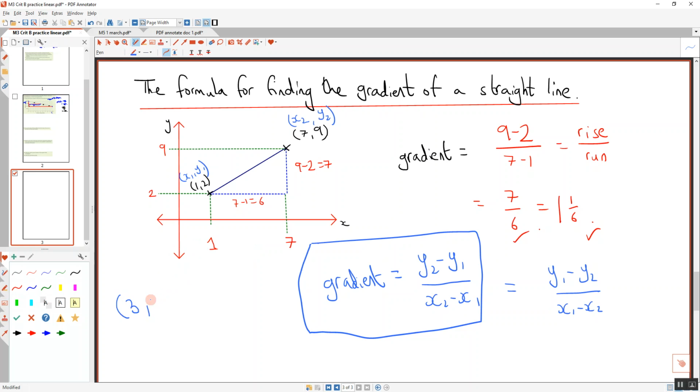So let's imagine we have to work out the gradient between 3, 4 and 7, 10. The way that I always go about this, and I recommend you always label them. So let's say this is x1, y1, x2, y2, and then it's a case of putting it into your formula.